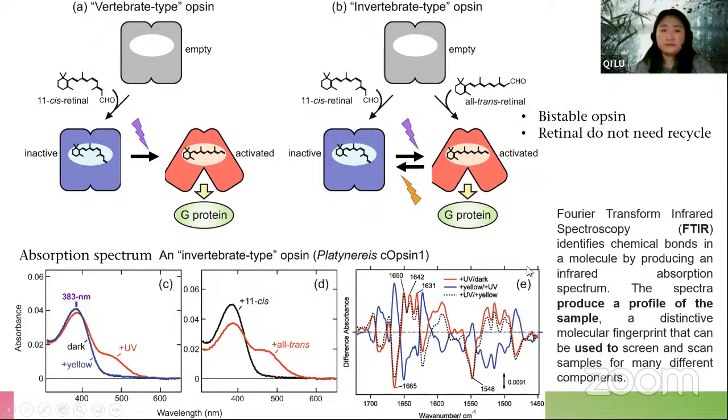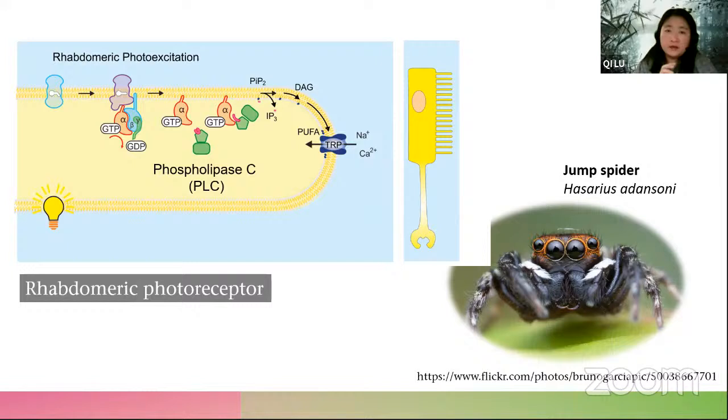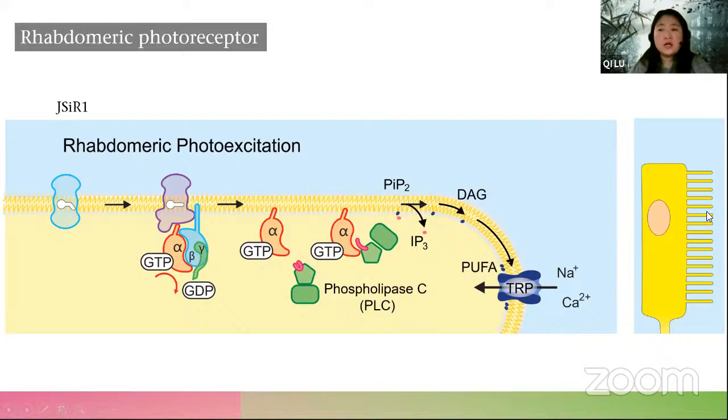So here we will discuss some characteristic properties of this opsin that binds to Gq and activates the PLC signal pathway. And this G protein is from a jumping spider opsin. When we zoom in, we can see that in this R-type photoreceptor, after capturing light, it will dissociate the G protein, the Gq. Then the alpha subunit will bind to the PLC, and this can switch it to an active state, which can then open the TRP channel. The TRP channel is a cation channel, which causes sodium and calcium fluxing.